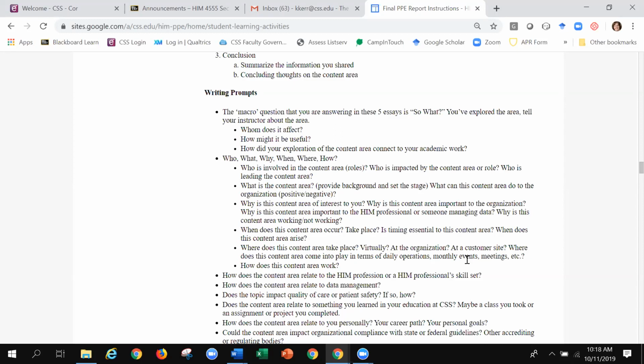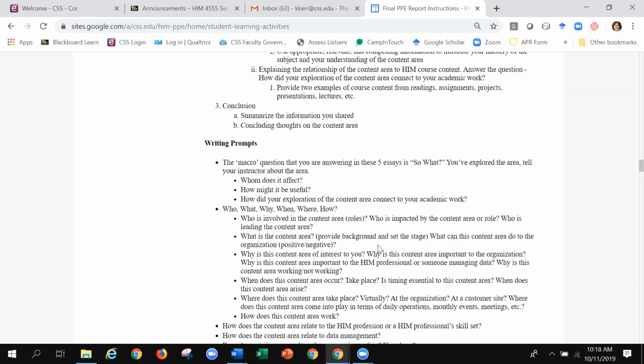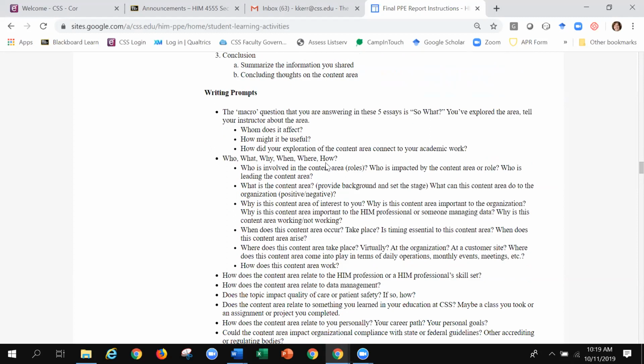When you meet with somebody, let's just pick, for example, you're going to be meeting with the HIPAA privacy officer, and you know that that's one of the content areas you want to write about because you're really interested in becoming a HIPAA privacy officer. I would make sure that you know these writing prompts, okay, so that you can address some of these things.